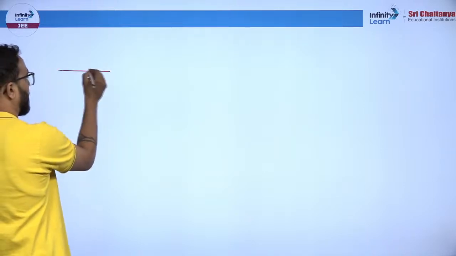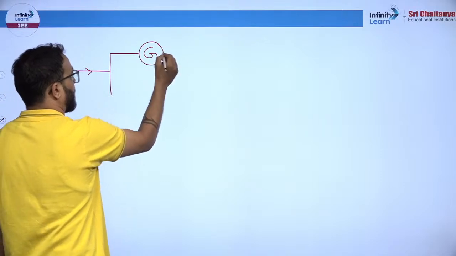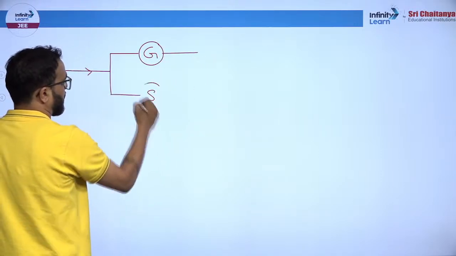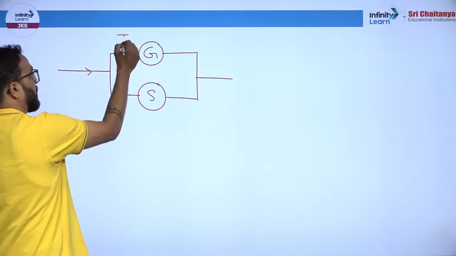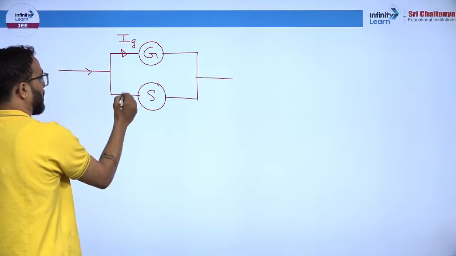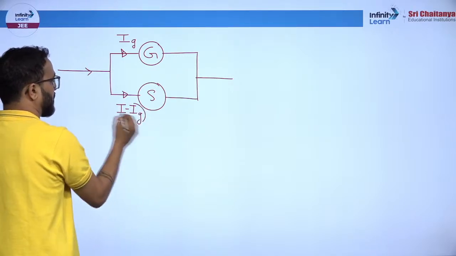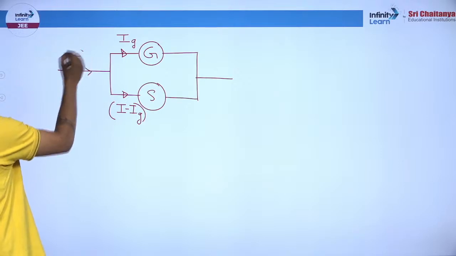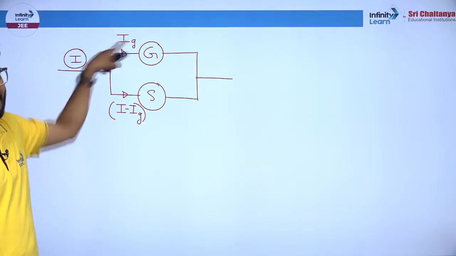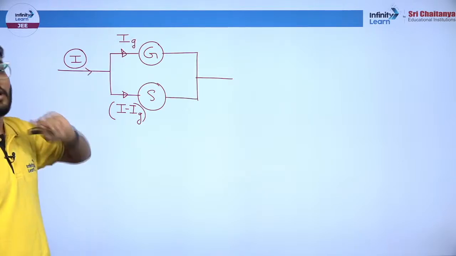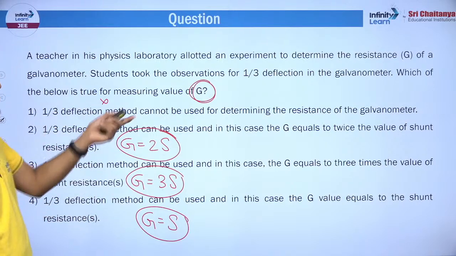So what we will do here, we will say, yes, sir, this is the current coming, right? It gets distributed, one in the galvanometer and another in the shunt resistance. Right, here what goes IG, here what goes I minus IG, here what comes I. Did you understand this thing? Now, if the total current that is coming is I and in the galvanometer how much is going? How much is going? 1/3. So let's understand 1/3 deflection in the galvanometer, right?